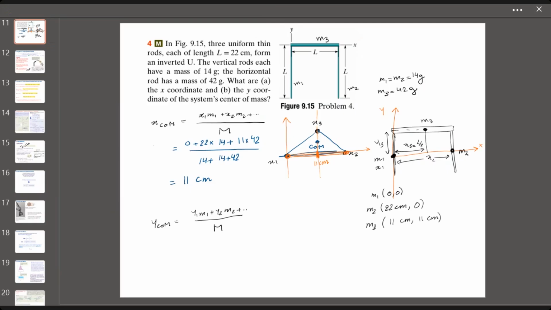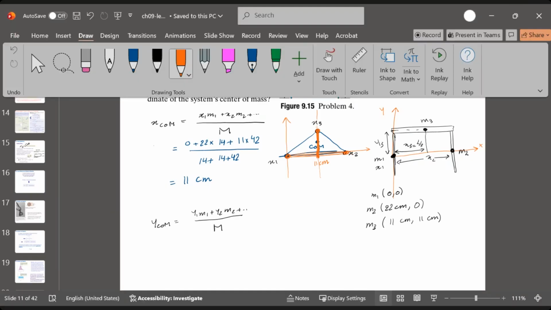Its y value is not really halfway from the x-axis to M3, because M3 is heavier than M1 and M2. So the y component of the center of mass might be a bit above the center. So let's calculate that and see.